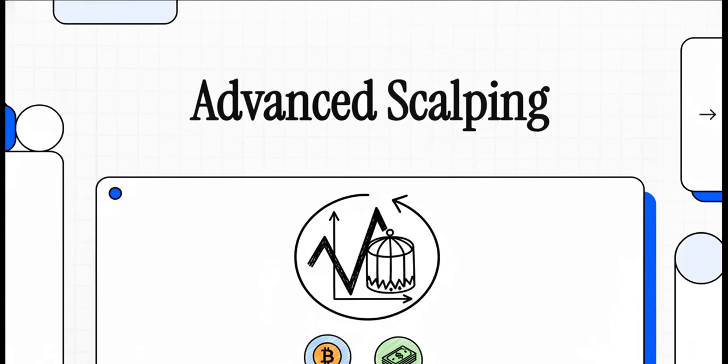Today, we're tearing down an advanced price action scalping strategy for both crypto and Forex, one that literally turns market traps into massive opportunities. If you've ever felt like the market is just out there personally hunting you, well, you're absolutely going to want to pay attention to this.